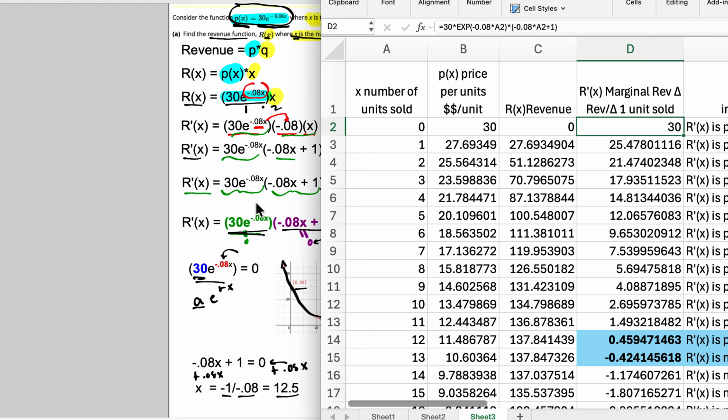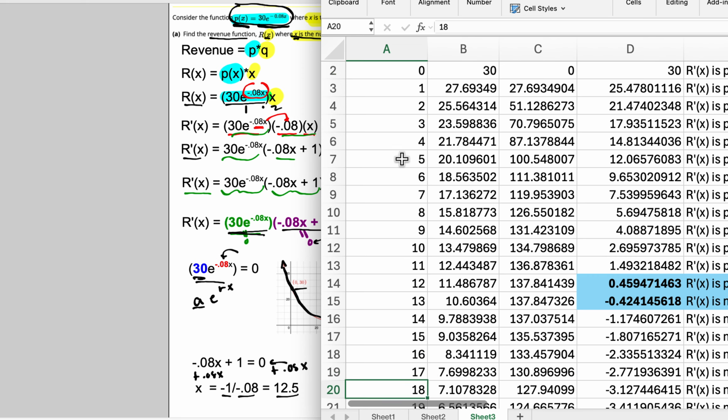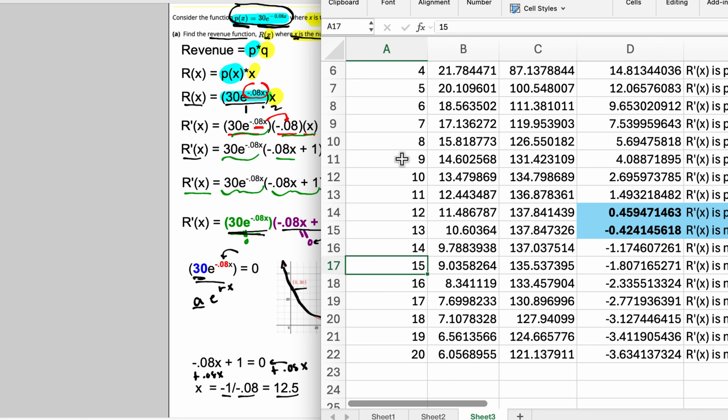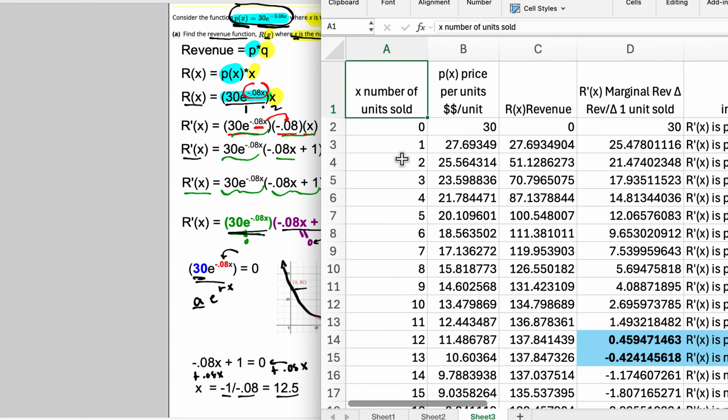Okay, here is the proper spreadsheet. I can't have negative units sold, so I'm going to start at 0 units sold, and then I'm going to go up to 20. I can always change that if I don't get a good view of my function. I'm going to put my price function in. Price is 30 times e to the negative 0.08 raised to the number of units sold. That's my price function from right up here.